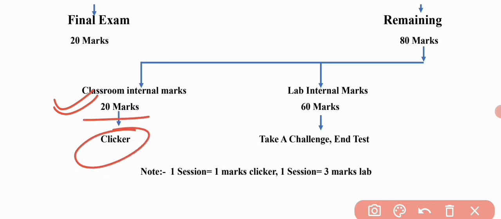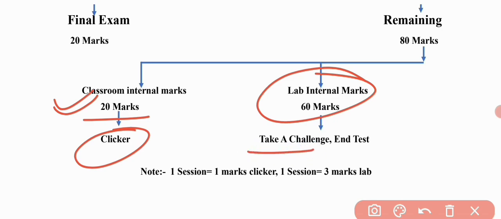classroom. And the second one is lab internal marks, which comprises 60 marks, which we get by doing take a challenge and in the test in lab. Now, friends, here if we calculate how many marks we get in one session in classroom, then it will basically come to 1 mark. And if we calculate how many marks we get in lab in each session, that will basically come to 3 marks.